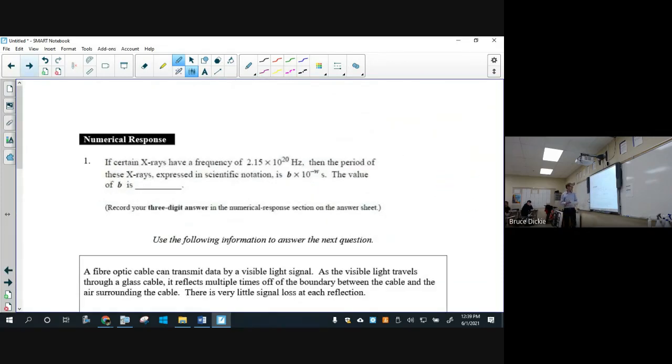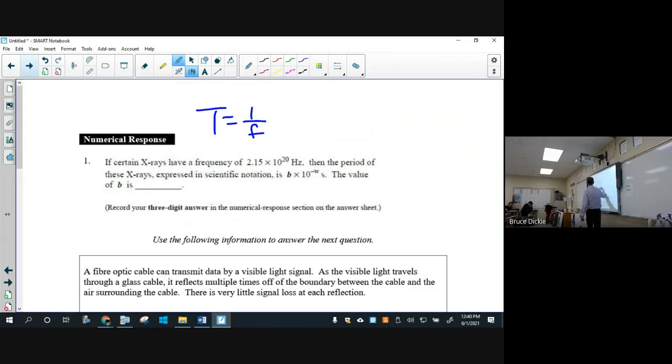Numeric response number 1, if certain X-rays have a frequency of this, then what's the period? Pretty straightforward question, right? But it's important that we know all of the equations that apply, and it's important that we know all the variables, what all those variables mean as well. This is very straightforward if you just recognize that period is 1 over frequency. And if you don't recognize that, well, then you've got a little bit of work to do before tomorrow, right? Because that's a pretty basic thing, and we have to know that.